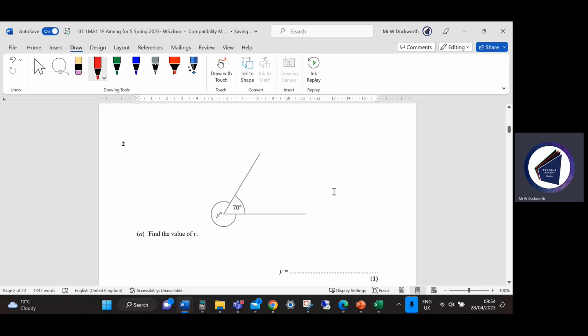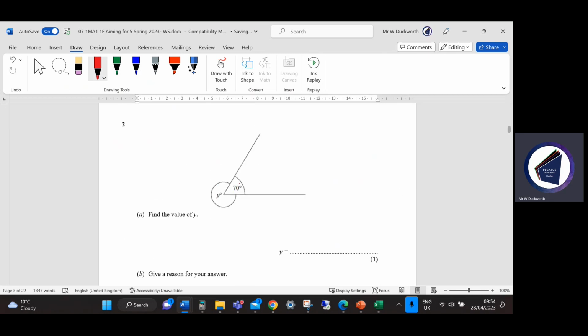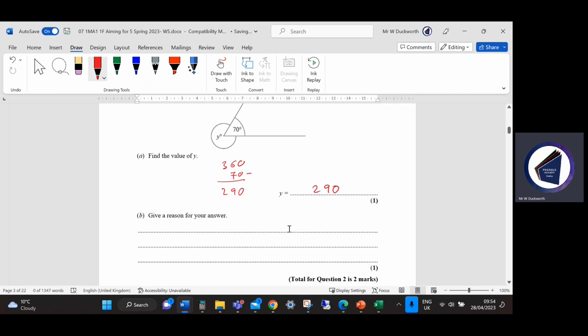Right, question 2. Find the value of y. That needs to add up to 360, so I'm doing 360 minus 270, which is going to give me 90. Give a reason for your answer. Angles around a point equal 360 degrees.